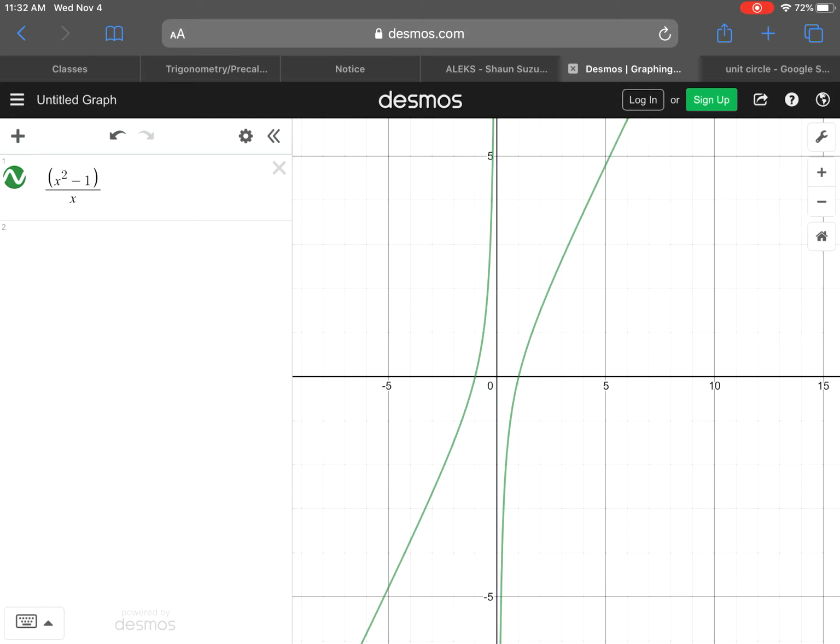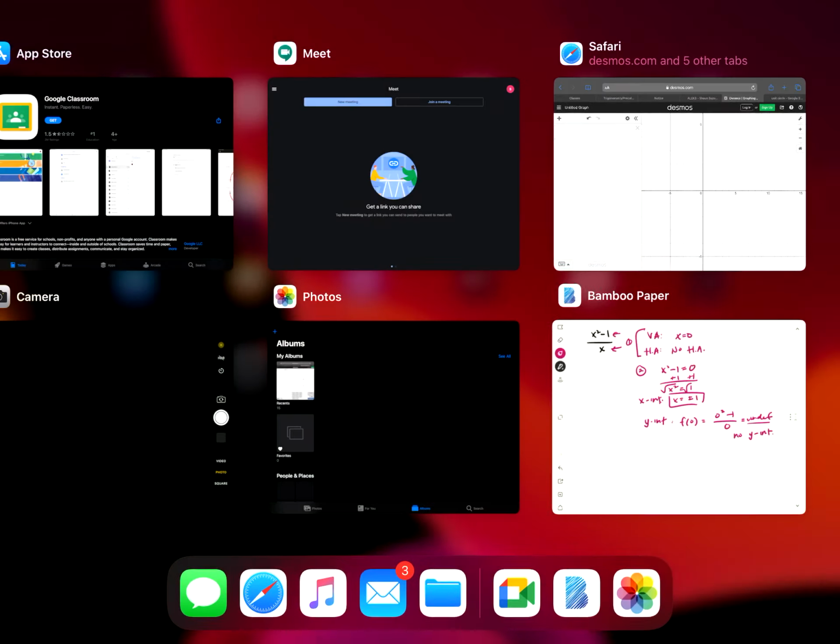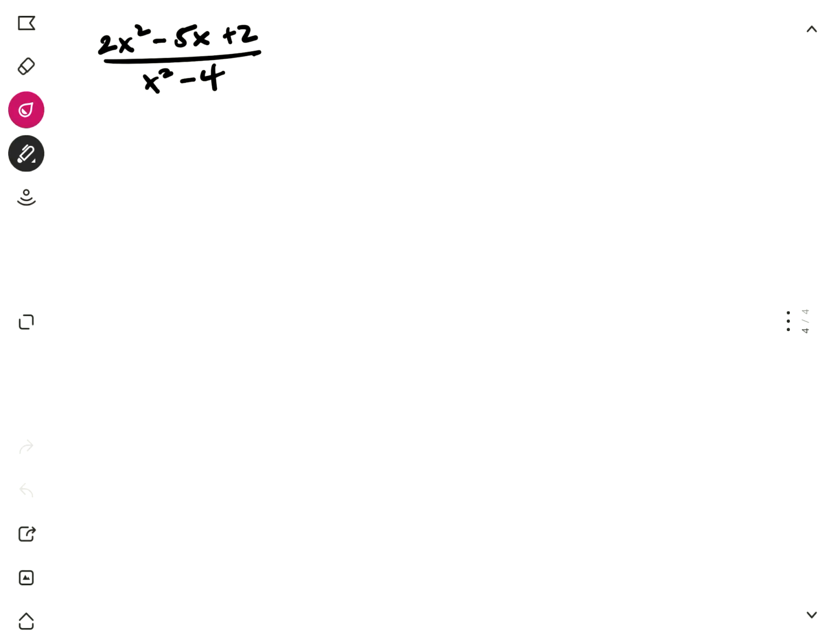Okay, so good job on that one. Let's do one last one. Okay, this one looks like we're going to have to factor a little bit, but that's fine. All right, so the first thing we're going to do is find our asymptotes, but first we're going to factor it so it's easier.